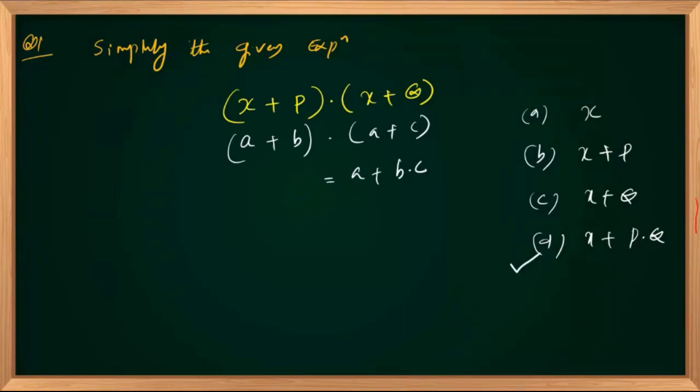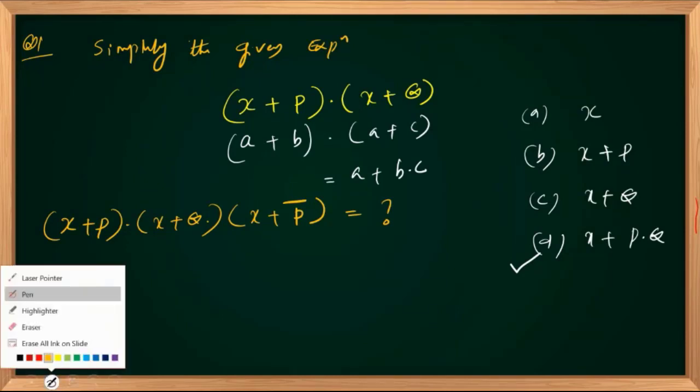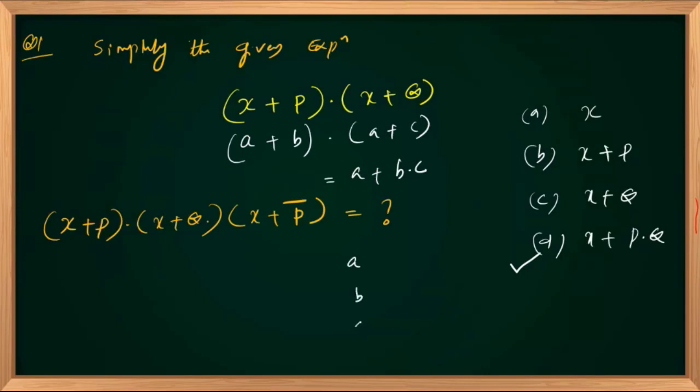Okay, very good. If the question is slightly modified as, let us say, x plus p dot with x plus q dot with x plus p complement, what will be your answer? Again, you'll have the same options a, b, c, and d: x, x plus p, x plus q, x plus pq. What is the answer?